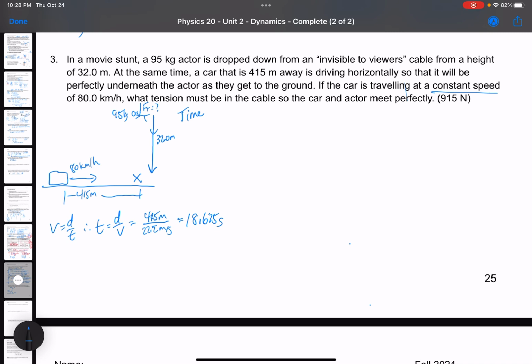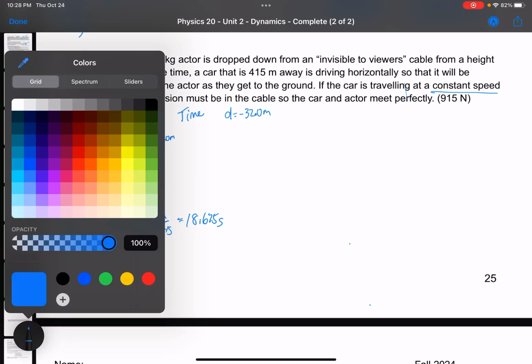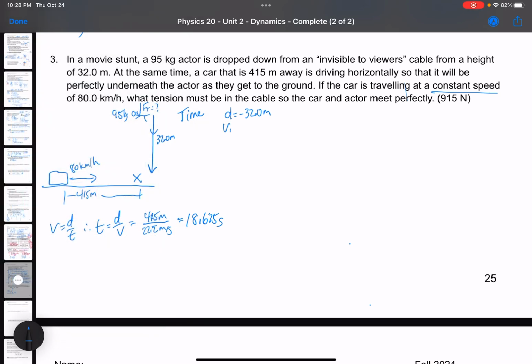So when I look at my actor, I know that the distance I have to fall is negative 32 meters. Again, I'm looking like there might be some kinematics to this, so I'm going to include that negative. The actor at the beginning is going to be at rest.